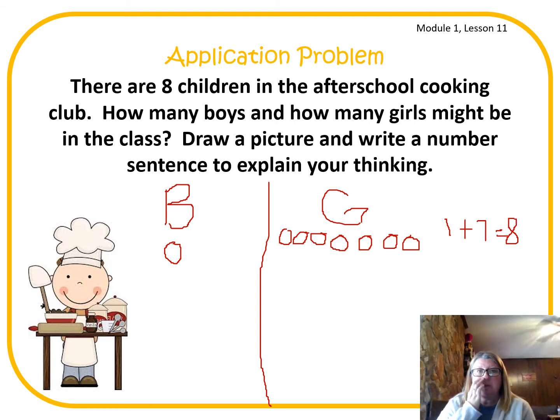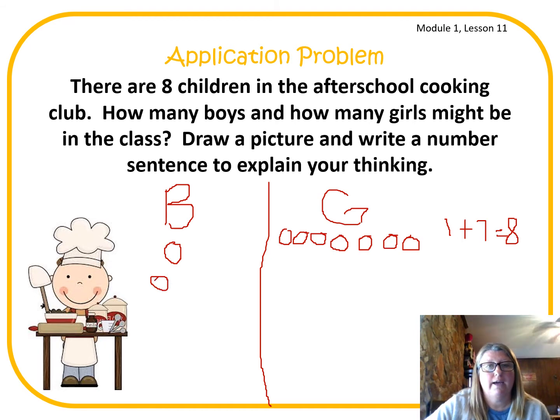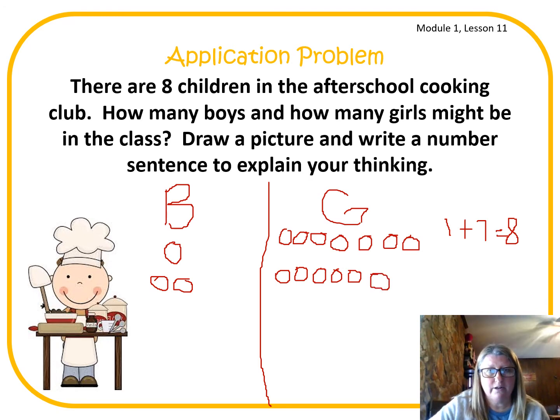All right. So imagine that there were 2 boys in the class. How many girls would there be? Okay. So let's count on from 2, 3, 4, 5, 6, 7, 8. So there are 1, 2, 3, 4, 5, 6 girls. So that would be 2 plus 6 equals 8.